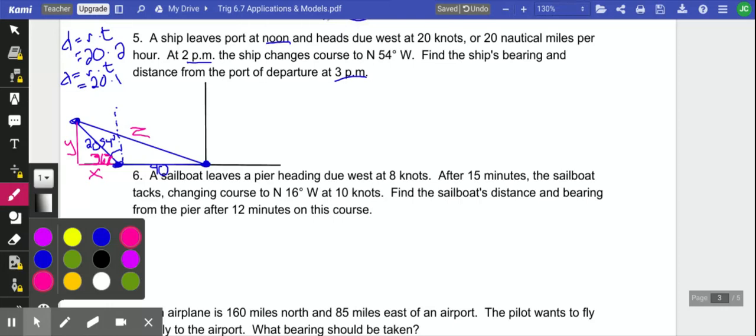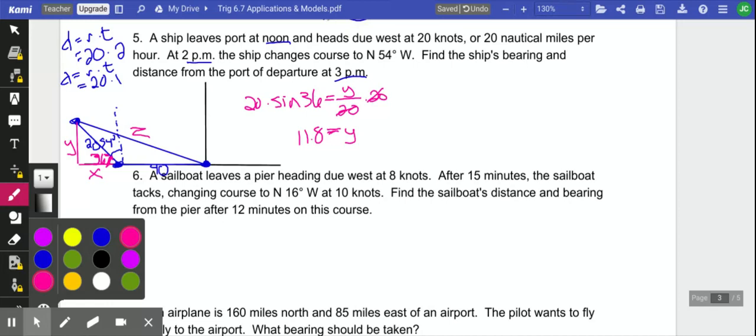Let's see what we can do. If we can find y and x, we can find z. So take a look at this pink triangle that I've drawn. I know this angle, and I can figure out y, because the sine of 36 is going to be opposite over hypotenuse, so y over 20. And then I just need to multiply both sides by 20, make sure you're in degree mode, and y turns out to be 11.8. Okay.